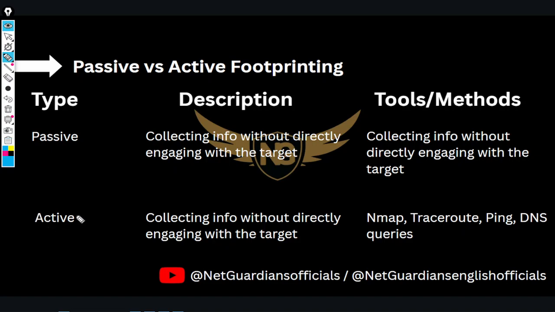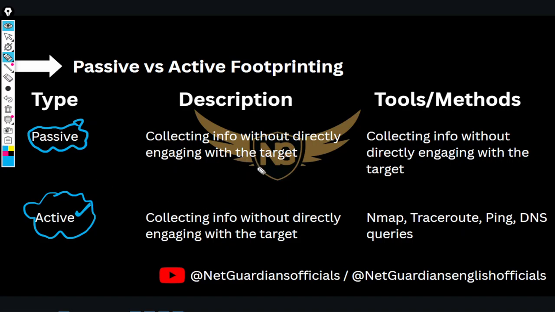Now, active attacks, active footprinting. Active footprinting means I am directly engaging with my target. But make sure you have legal permission; only then are you able to do the active attack, which we will study in the upcoming slides. Passive attacks can be done even if you don't have permission, but active attacks can only be done if you have permission.